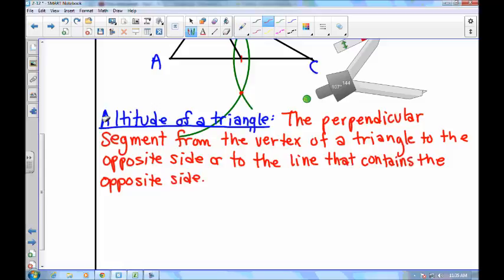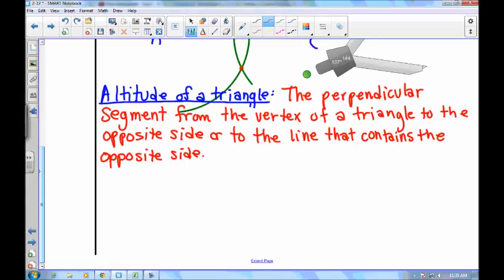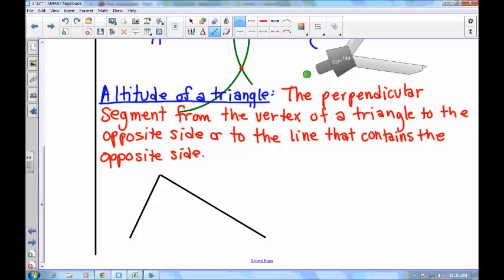The perpendicular segment from the vertex of a triangle, just like the median, starts at the vertex. It's going to extend to the opposite side, or a line that contains the opposite side. So we're going to do two triangles on this one. The first triangle I'd like you to draw is an acute triangle. So take your ruler and construct an acute triangle that has a medium size that we can work with, and we're going to construct a perpendicular altitude. I'll show you how to do that.